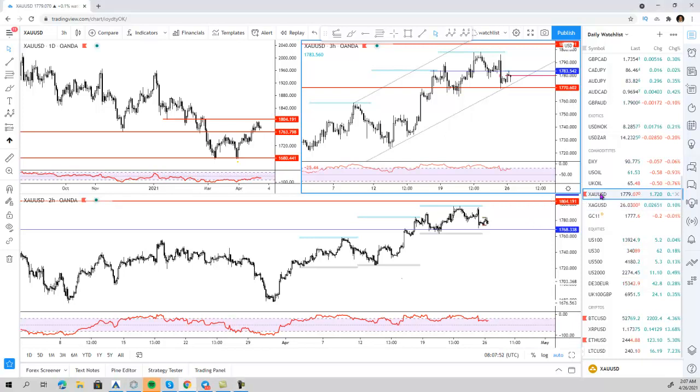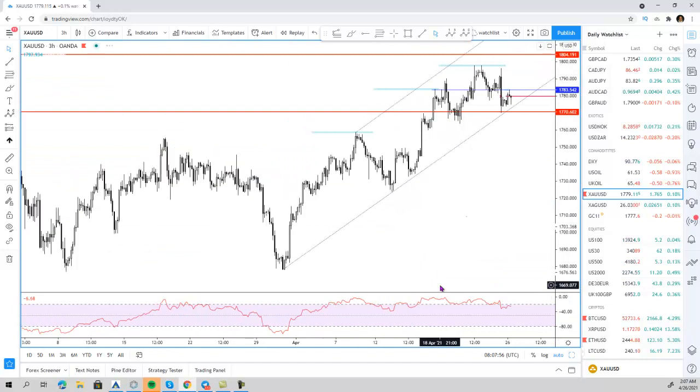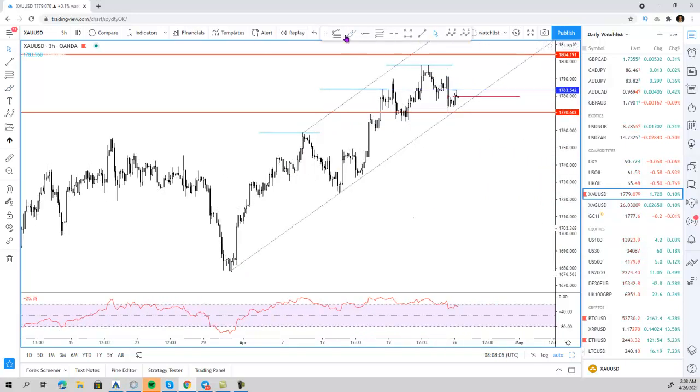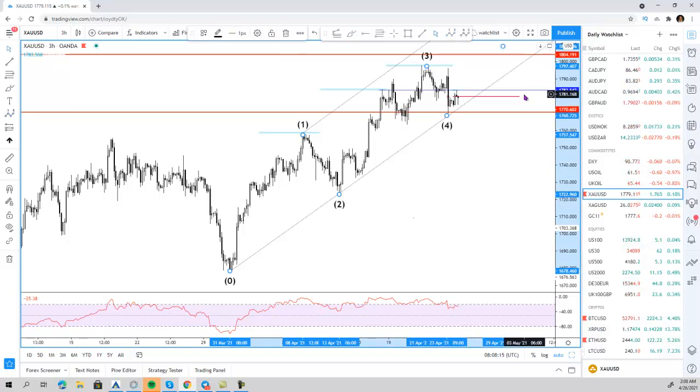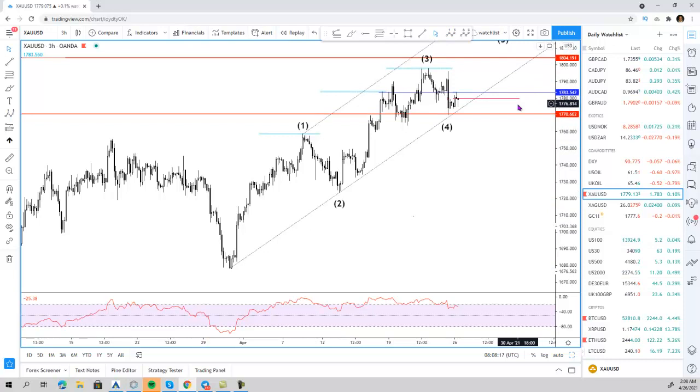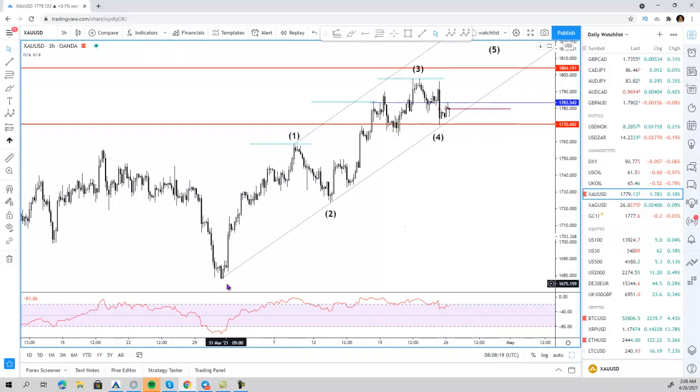So let's start with gold, right? We're looking at the 3-hour chart in gold, and we are in a very bullish market. Now, this market is far from gone. This bull market is far from finished, and I'll show you. If we're looking at Elliott wave theory, we're looking at the end of the fourth wave right here inside of a nice structure.